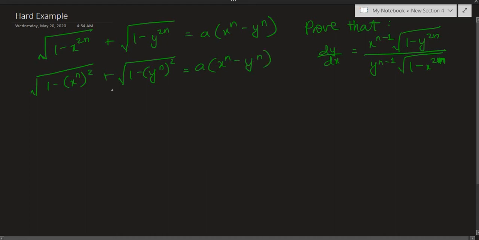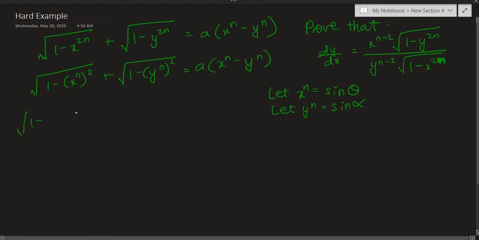Now look at the left hand side. If you remember yesterday's video, you might think that this calls for a standard substitution. If you remember our standard substitutions, we are going to let x to the n equal sine of theta, and for y to the n we'll have to take a different angle because x and y are different. We are going to let y to the n equal, say, sine of alpha, and you'll see how that's going to help us.